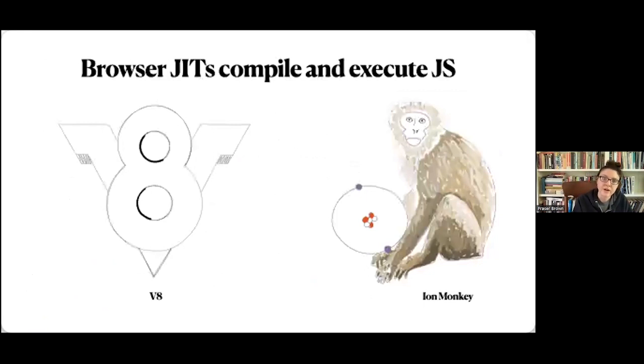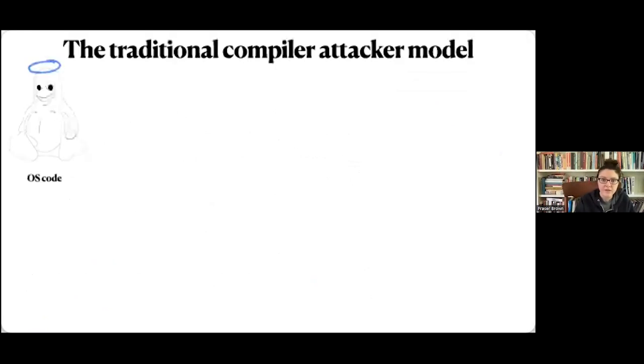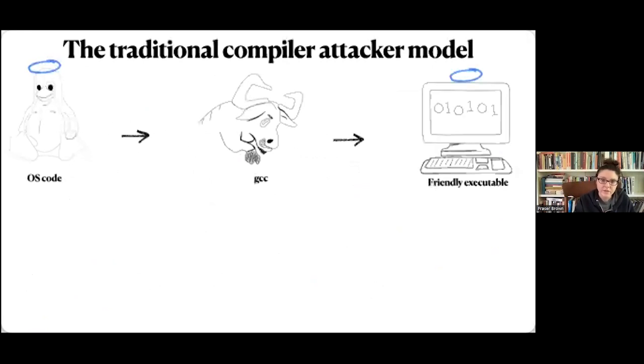Browser JITs are what compile and execute the JavaScript on every web page you visit. And this means that the JIT's attacker model is quite different from the standard, most common attacker model for compilers. For example, in the traditional model, say you want to compile the kernel, and you're going to do that using GCC. Since you trust the kernel to be your operating system, you certainly trust it not to exploit GCC bugs in order to own your machine.